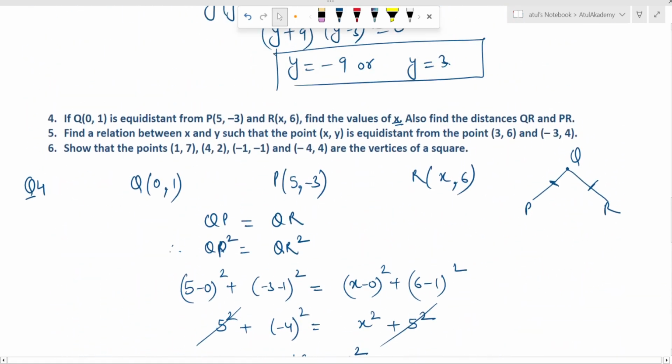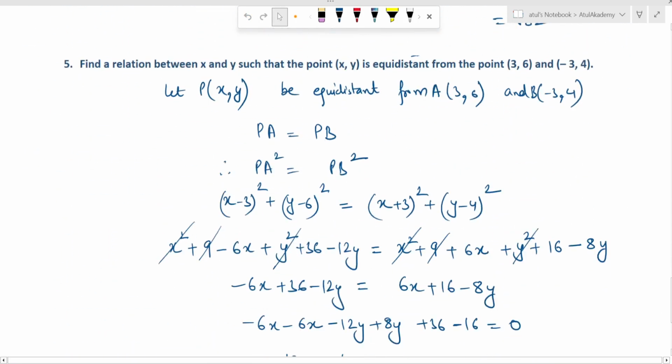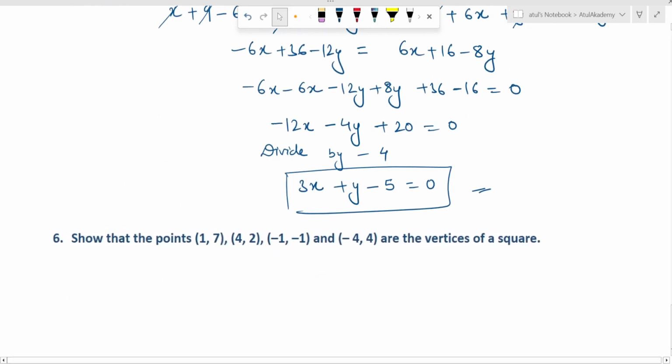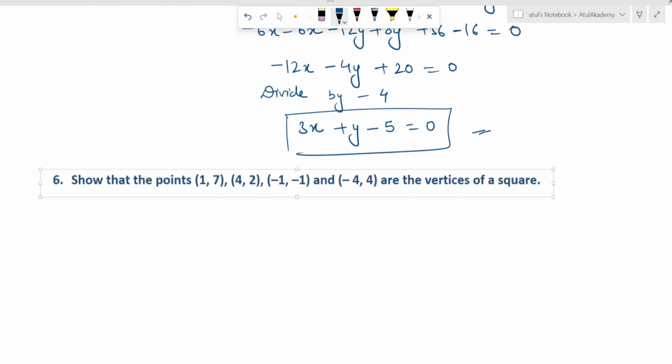The last question says that we need to show that the given points are the vertices of a square. So these are the vertices of a quadrilateral given to us. We need to show that it's a square. So for a square, what are the conditions needed? For a square, the conditions needed are that all sides should be equal and both the diagonals should be equal. In a square, you know that the sides should be equal and the diagonals should be equal.